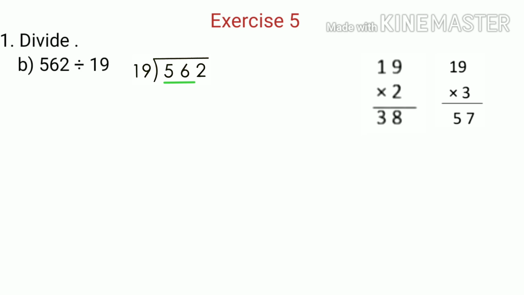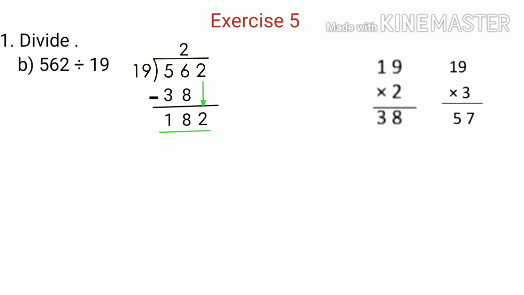And since 19 multiplied by 2 gives us 38, we will write 2 as the quotient above 6. And we will write the product of 19 and 2 below 56. That is, we will write 38 below 56. And we will subtract 38 from 56. 56 minus 38 is 18. Now we will bring down the next digit, that is 2. And now the number becomes 182.